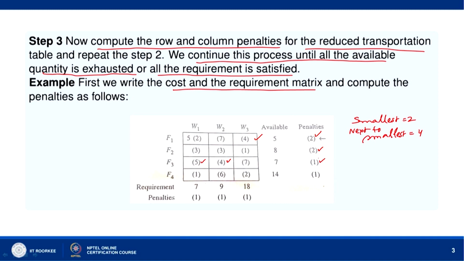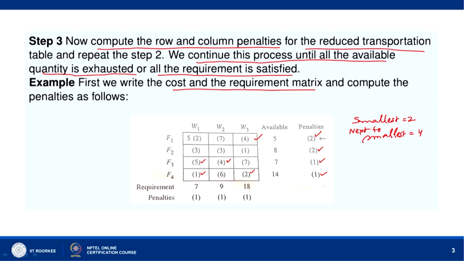So, we write 1 here in the bracket, and then here smallest is 1, next to smallest is 2, the difference is 1. So, we write 1 here. Now, let us consider. So, we have found the penalties for all the 4 rows. For first row it is 2, second row it is 2, third row it is 1, fourth row it is 1.